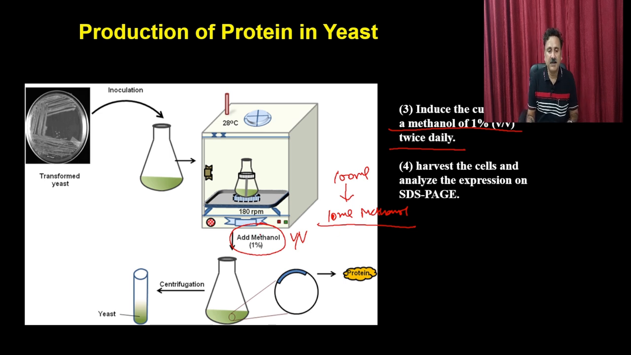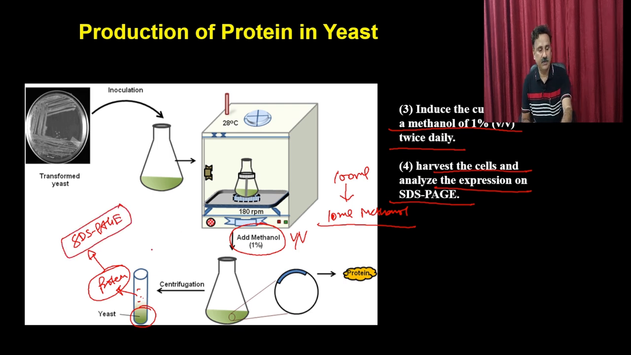Once that is done, you can harvest the cells and analyze the expression on SDS-PAGE. You can centrifuge the cells, collect the cells at the bottom, and you are going to have a supernatant. This supernatant is going to contain the protein, and you can analyze whether the protein is being produced on the SDS-PAGE, right? So, this is all about the yeast as an expression system, right?